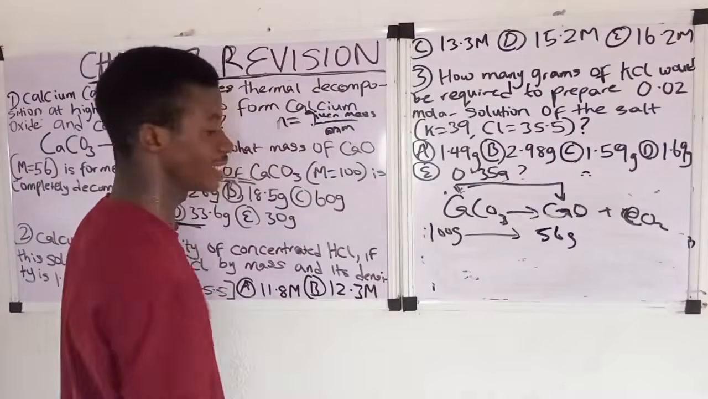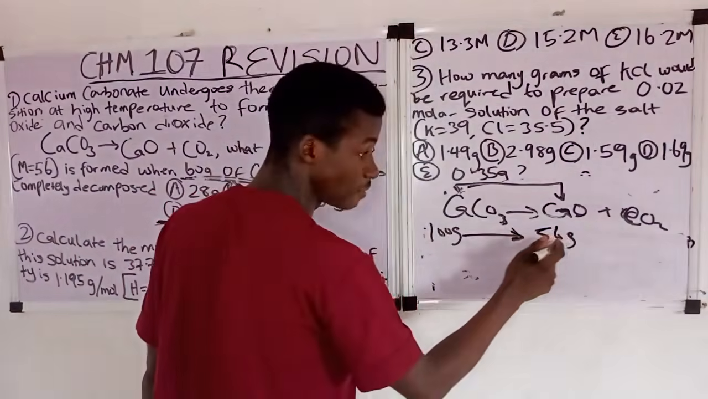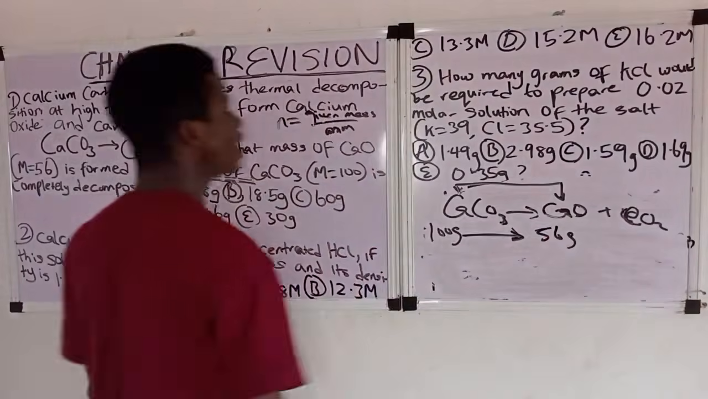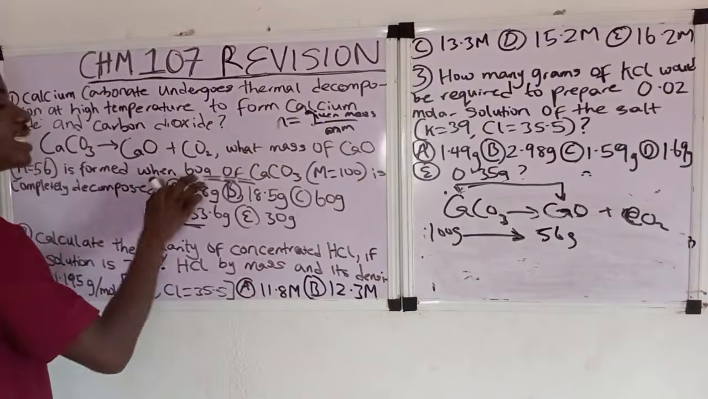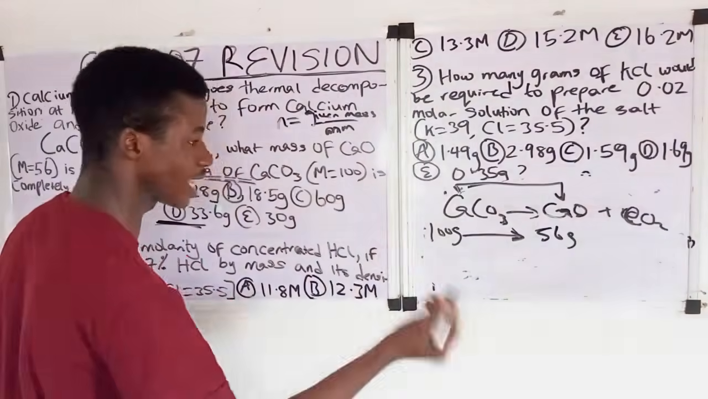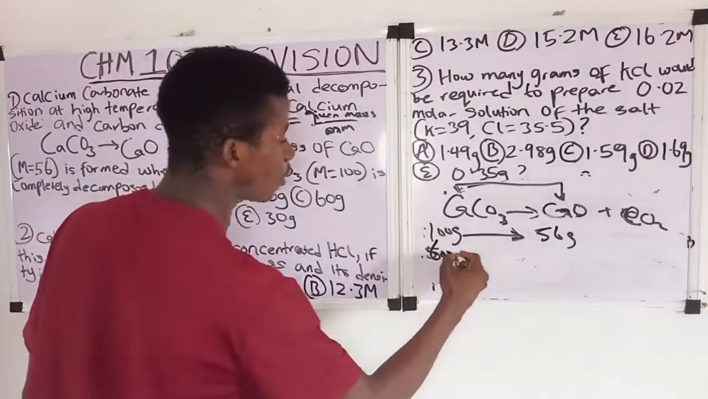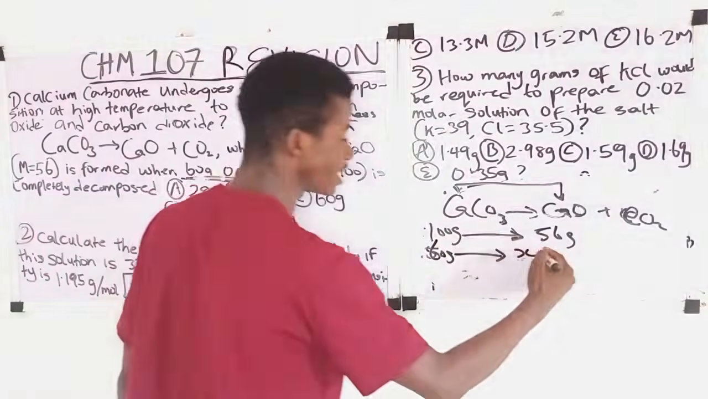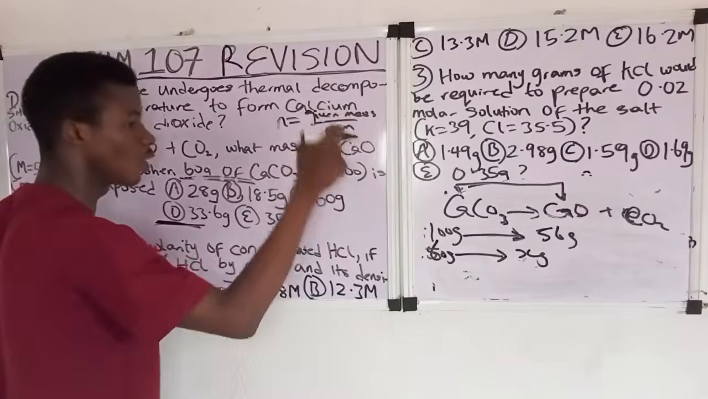So you say 100 gram of calcium carbonate will give 56 gram of calcium oxide. Then you go back to the question. It says the mass of calcium oxide is formed when 60 gram of calcium carbonate is decomposed. So you say 60 gram of calcium carbonate will give S gram of calcium oxide, because we are looking for the mass of calcium oxide.